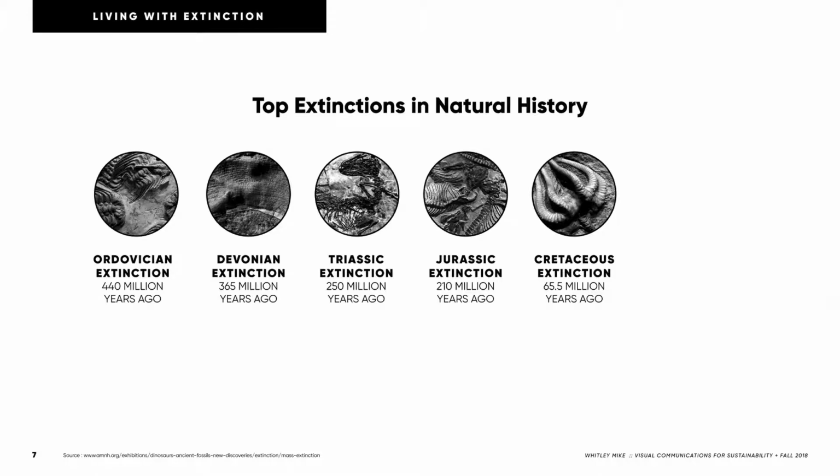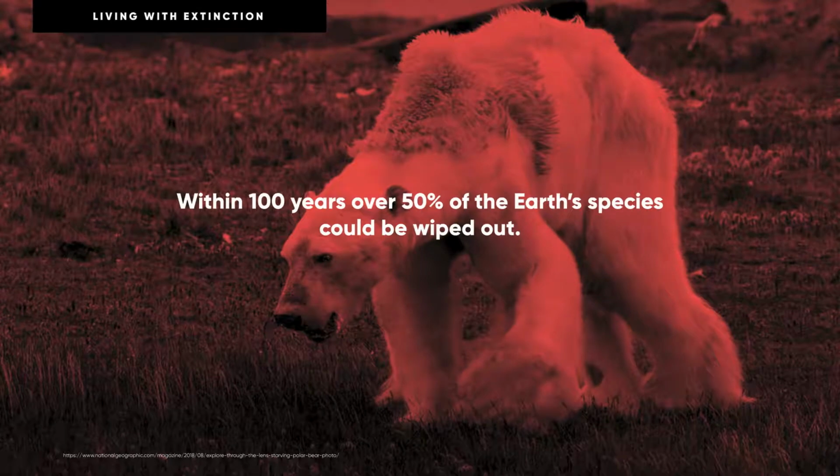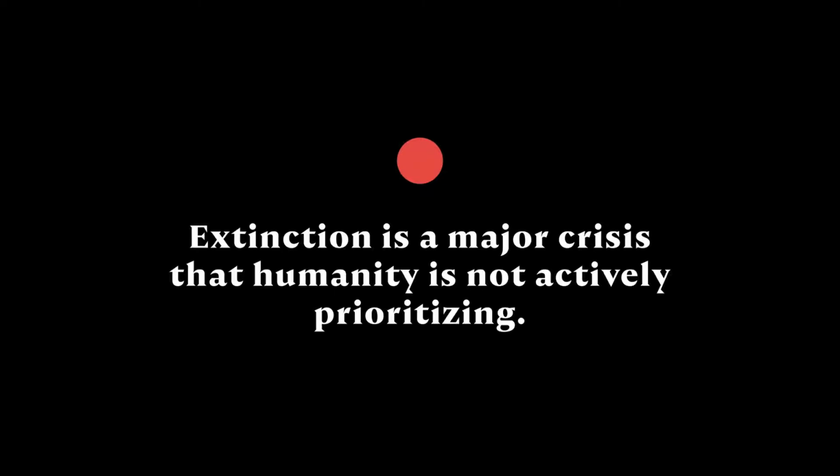Well, just for some background knowledge, there have been 5 major extinctions throughout the Earth's natural history, and we are well underway into the 6th. Currently, our planet is experiencing Anthropocene, or the new epoch, where humans are making an imprint on the fossil record. And our biggest contribution to marking our time spent in natural history is the massive rate of extinction of our fellow living beings. Not only is humanity disrupting what took billions of years to evolve, experts say that within 100 years, over 50% of Earth species could be wiped out. And what's even worse, extinction is a major crisis that humanity is not actively prioritizing.